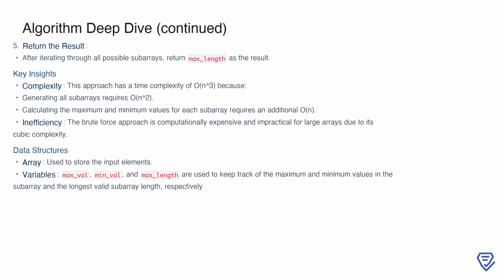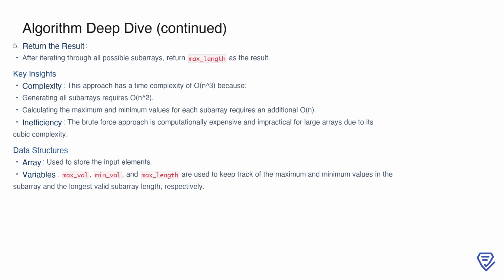This is because generating all subarrays takes O(n squared), and calculating the maximum and minimum values for each requires an additional O(n) for every subarray. While this approach works for smaller arrays, it becomes impractical for larger inputs. The inefficiency stems from the repetitive calculation of maximum and minimum values for overlapping subarrays.